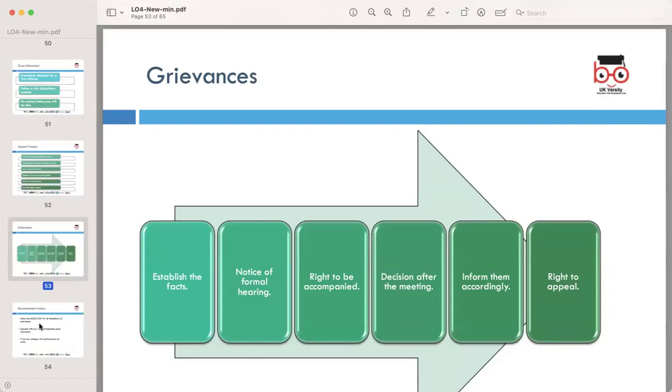Basically, when addressing grievances, the initial step is to establish the facts surrounding the issue. After this, a formal hearing is scheduled, and the individual has the right to accompany during the process. Decisions are made after the meeting, and individuals are informed accordingly. So, if not satisfied with the outcomes, there is a right to appeal the decisions. This ensures a comprehensive and fair approach to resolving workplace grievances.